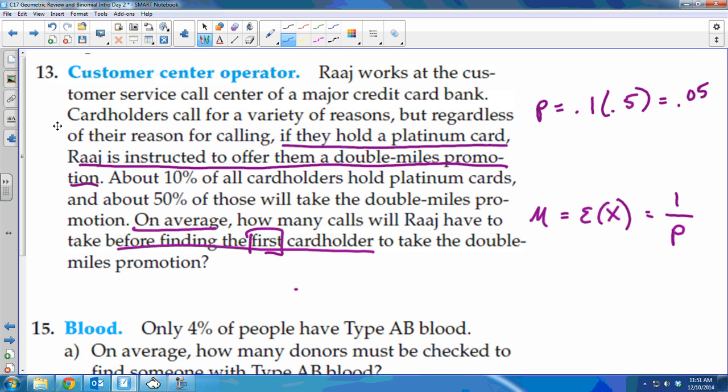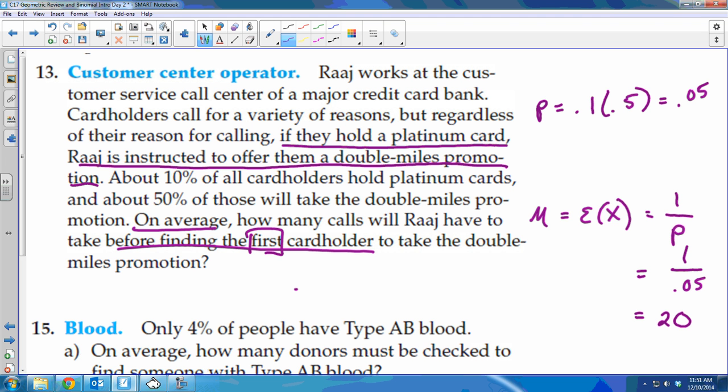0.05. So we have 1 over 0.05, which is what? 20.